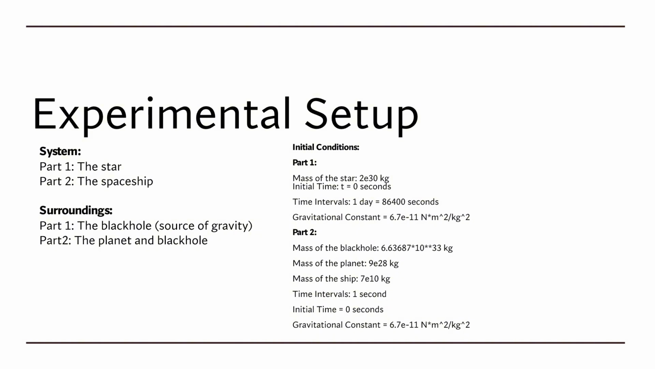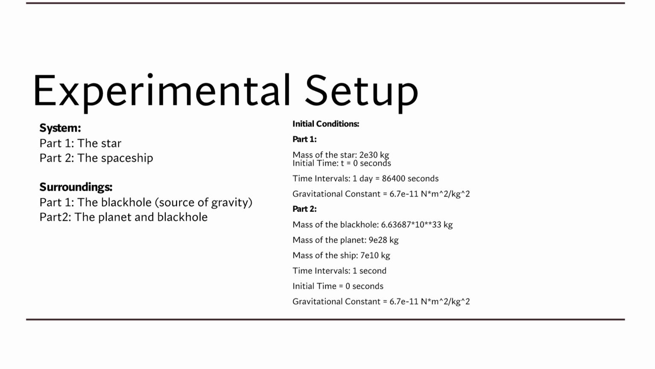For our initial conditions, in part 1, the mass of the star was 2 times 10 to the 30 kilogram. The initial time was 0 seconds. Our time interval was 1 day, and we used Newton's universal gravitation constant. For part 2, the mass of the black hole was calculated to be 6.63 times 10 to the 33rd kilogram. The mass of the planet was 9 times 10 to the 20th kilogram. The mass of the ship was 7 times 10 to the kilogram. And the time interval was 1 second. We started at time equals 0 seconds, and we used Newton's universal gravitation constant.